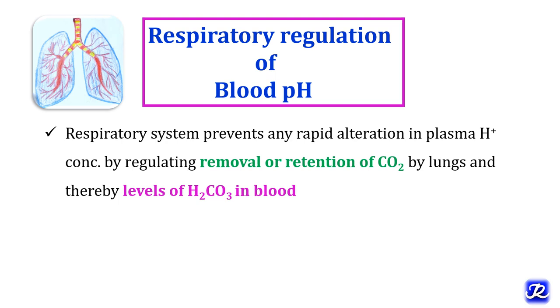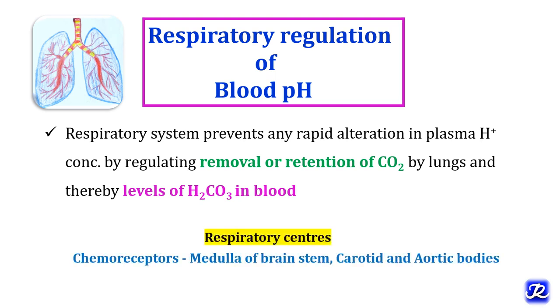Respiratory system prevents any rapid alteration in plasma hydrogen ion concentration by regulating removal or retention of carbon dioxide by lungs and thereby levels of carbonic acid in blood. And this is brought about by respiratory centers which are located in medulla of brainstem, carotid and aortic bodies, and these chemoreceptors are very sensitive to any pH change in the blood.